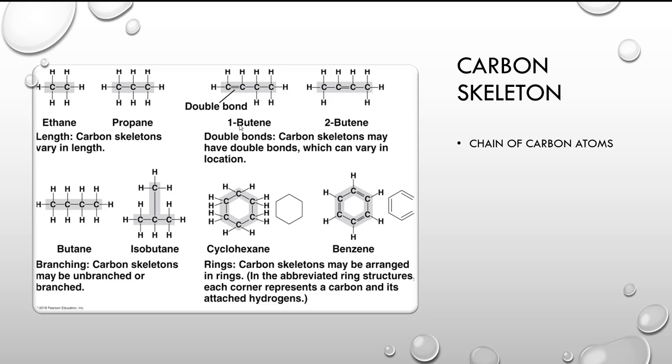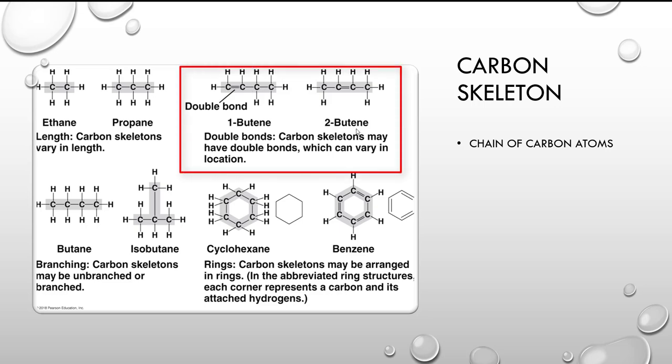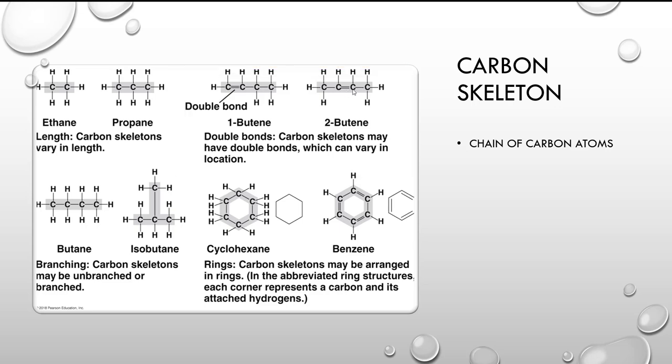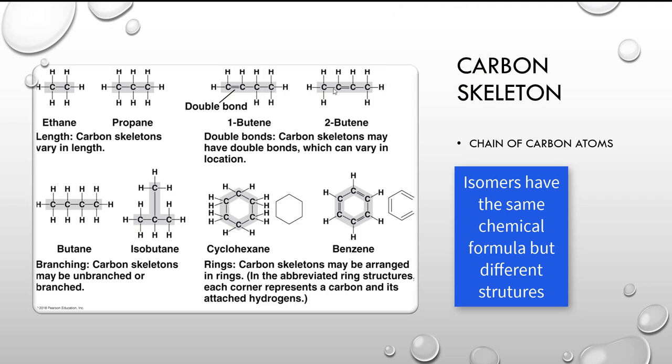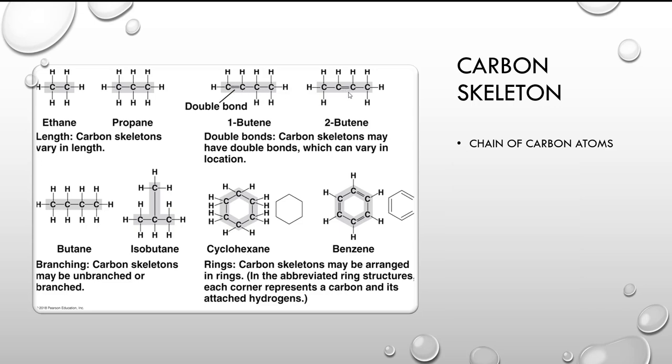Okay, so we have a double bond between the first and second carbon in 1-butene, whereas in 2-butene we have the double bond between the second and third carbons. Okay, and these two particular molecules, by the way, they're called isomers. So isomers basically have the same chemical formula, meaning they have the same number of carbons and the same number of hydrogens, but they differ in structure. So you can see how the bonding is different in these two isomers.